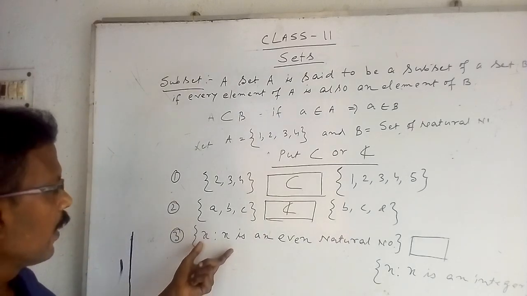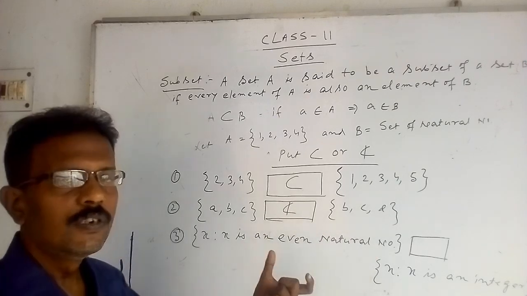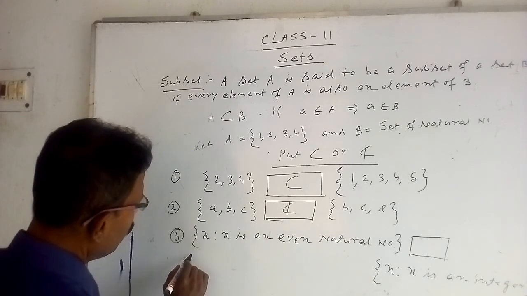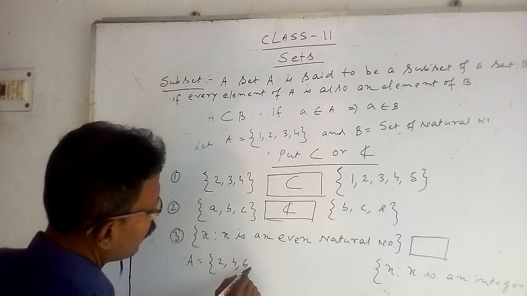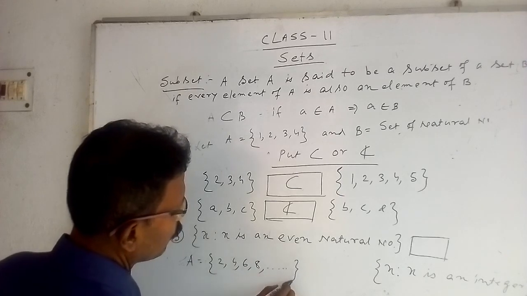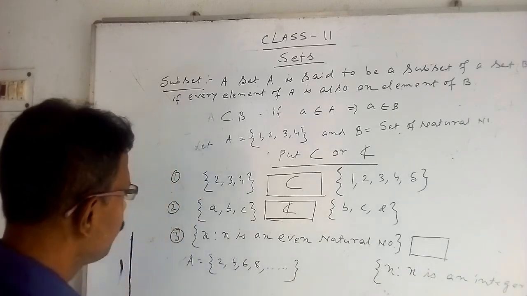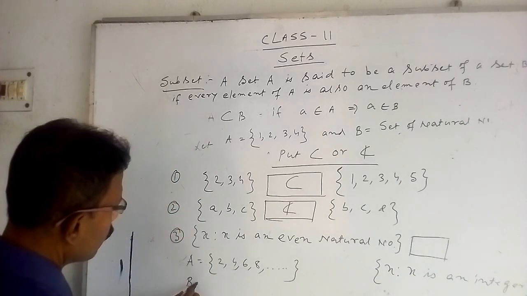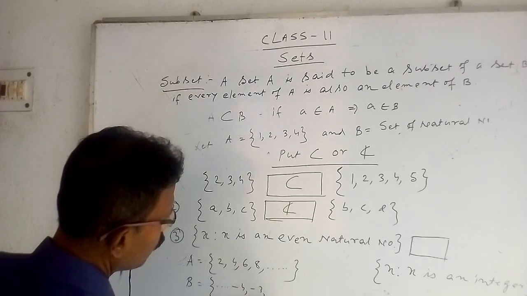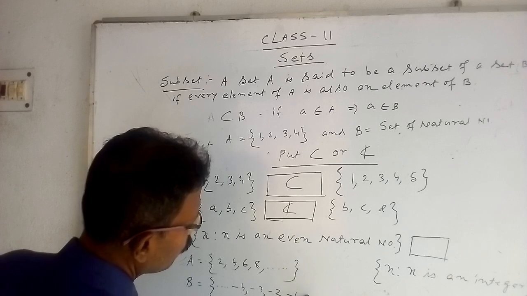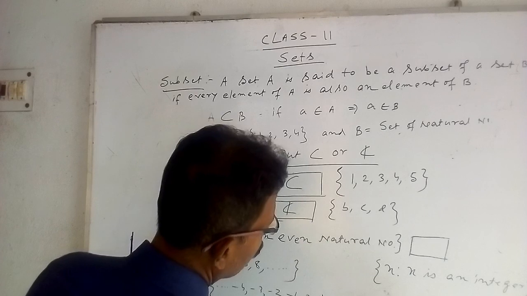The third case, x such that x is an even natural number. Even natural number, what does it mean? Even natural number means 2, 4, 6, 8 and onwards. And the second set is x such that x is an integer. Integer means minus 4, minus 3, minus 2, minus 1, 0, 1, 2, 3, 4 and onwards.